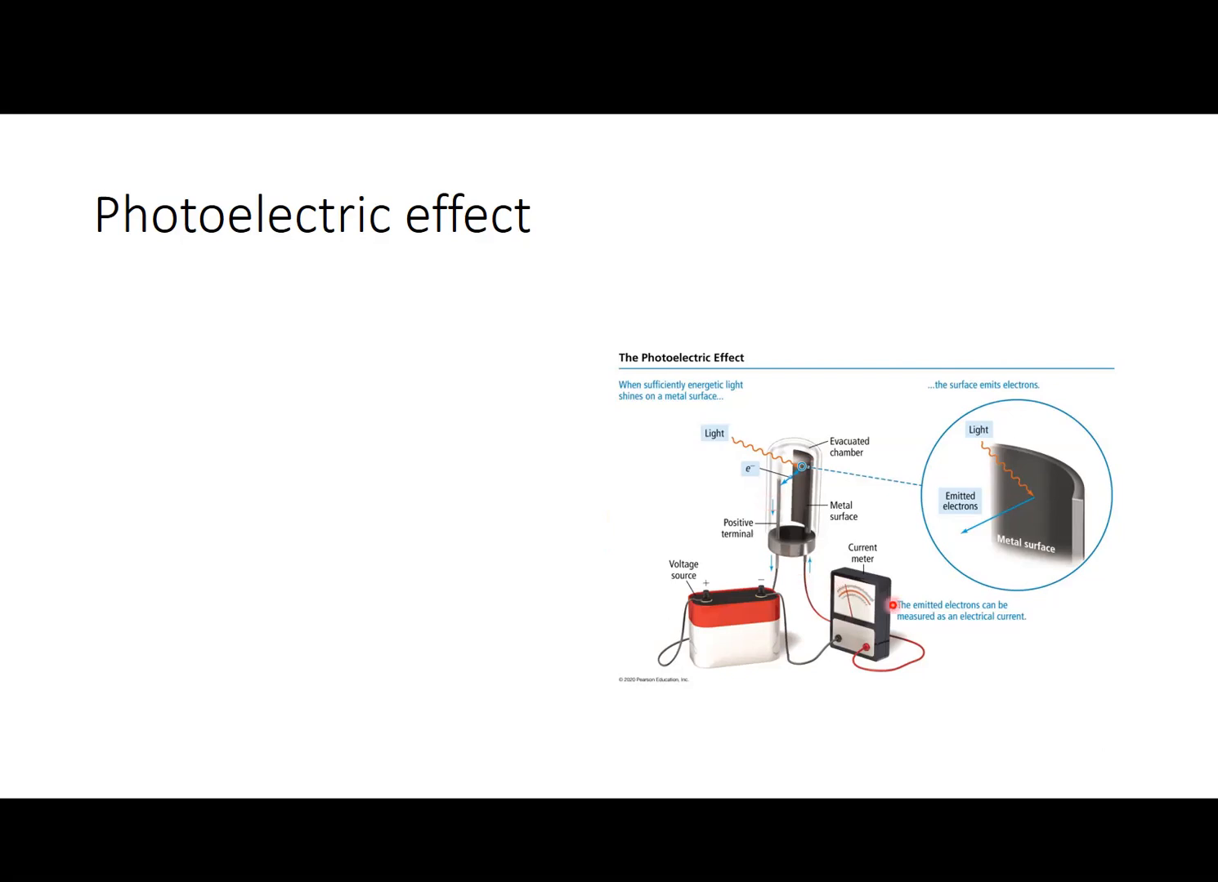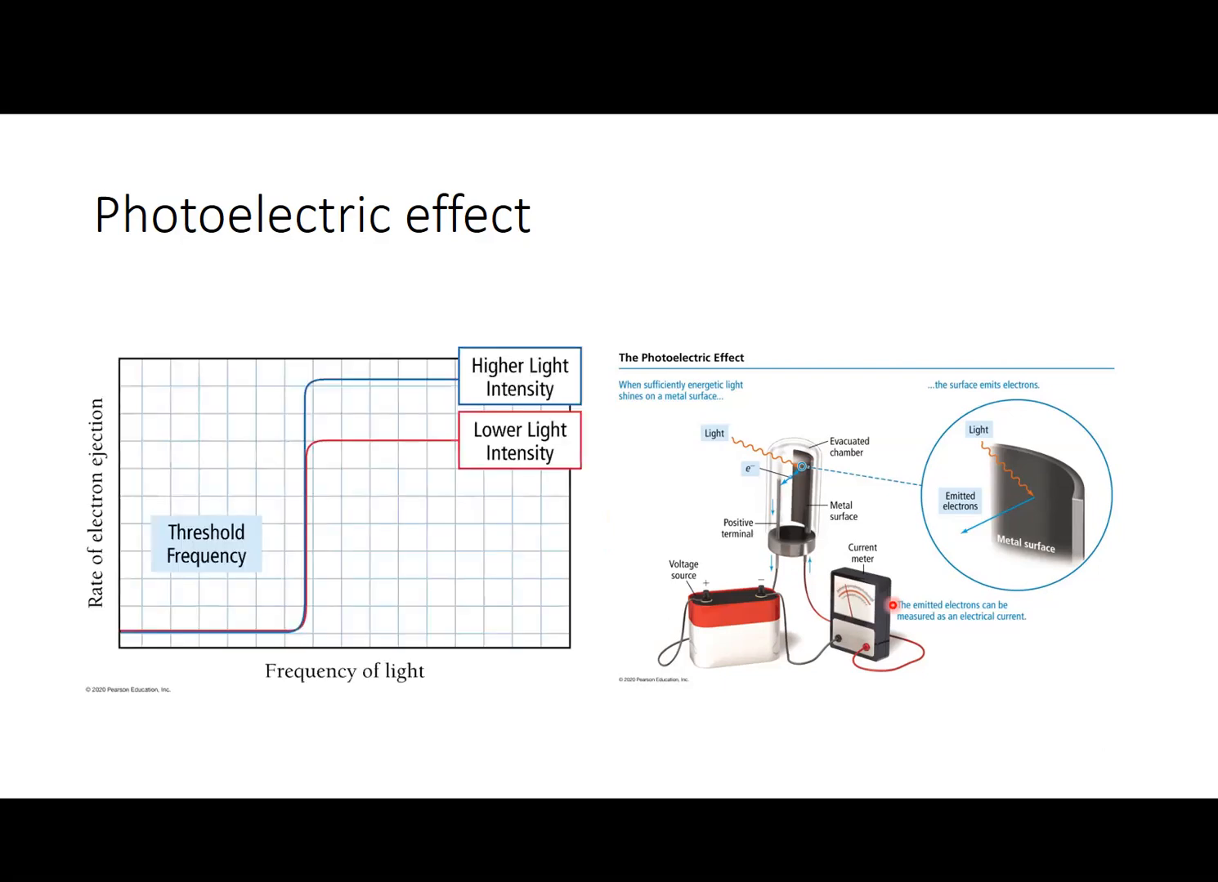And this was known for a long time. People have been seeing this. When I shine light on metal surfaces, I end up getting some current coming out of that, and that was kind of neat. Why and exactly how that happened was a mystery for a long time, going into the early 20th century.